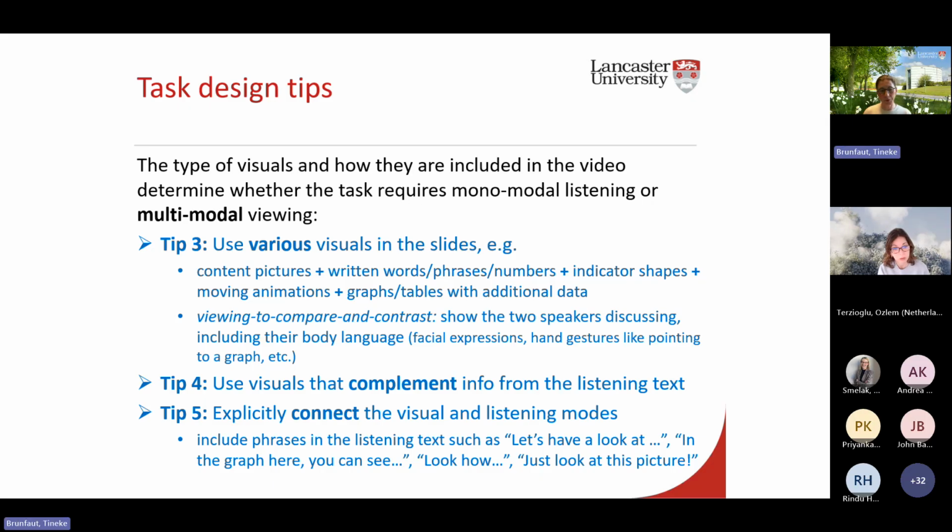Another tip is to use visuals that complement the information from the oral channel, and then also explicitly connect those visuals to your listening mode. I don't know whether you noticed it, but the speakers in the videos say things like, let's have a look at, or, in the graph here, you can see, and so on. So in that very natural discourse, embed those directions that draw attention to the video and the visuals as well.